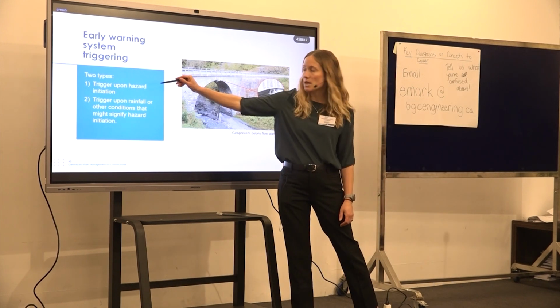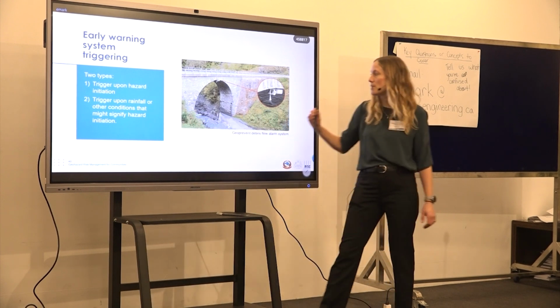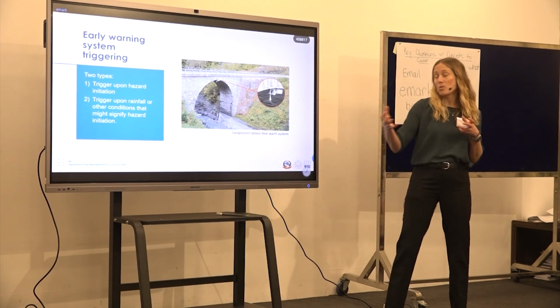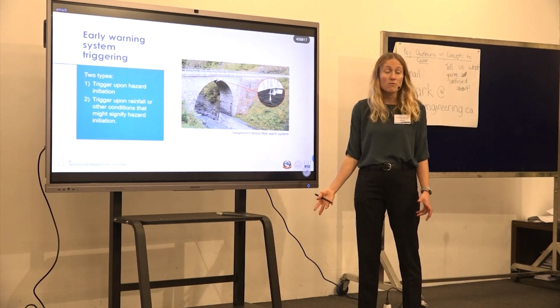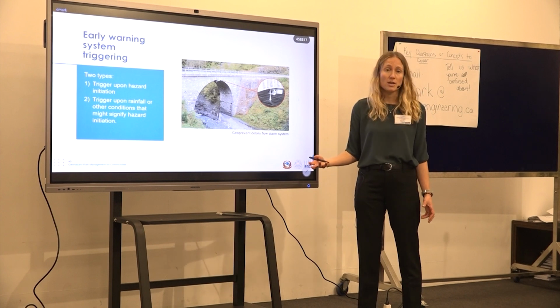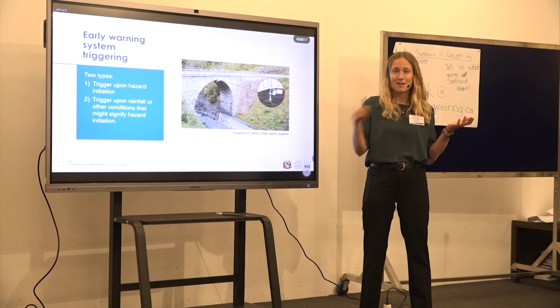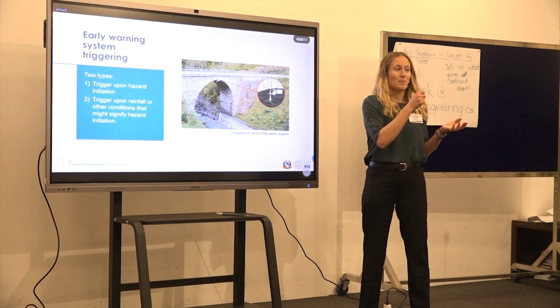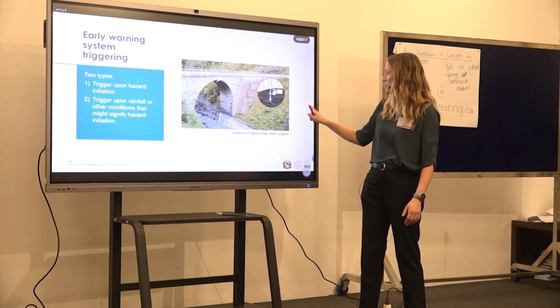One, sometimes that can work. Then the other piece that often gets tried or we work on is to trigger upon rainfall or some other condition that might signal hazard initiation. And of course, then it's a secondary effect where maybe the rainfall will cause the debris flow, maybe it won't.